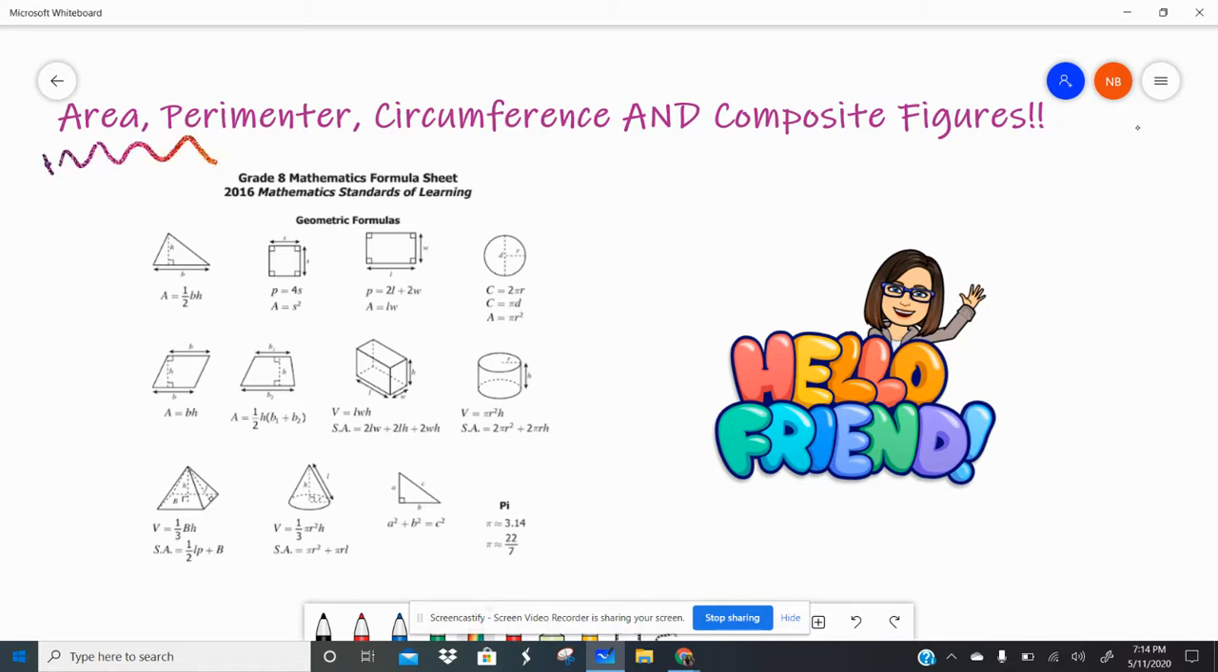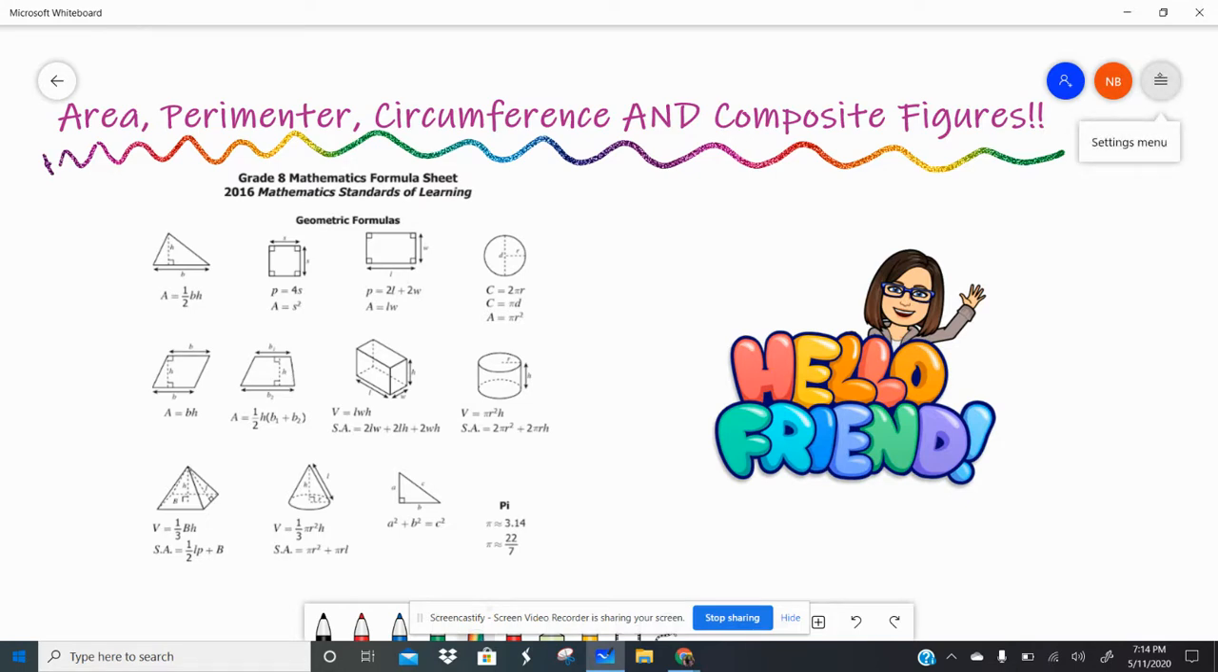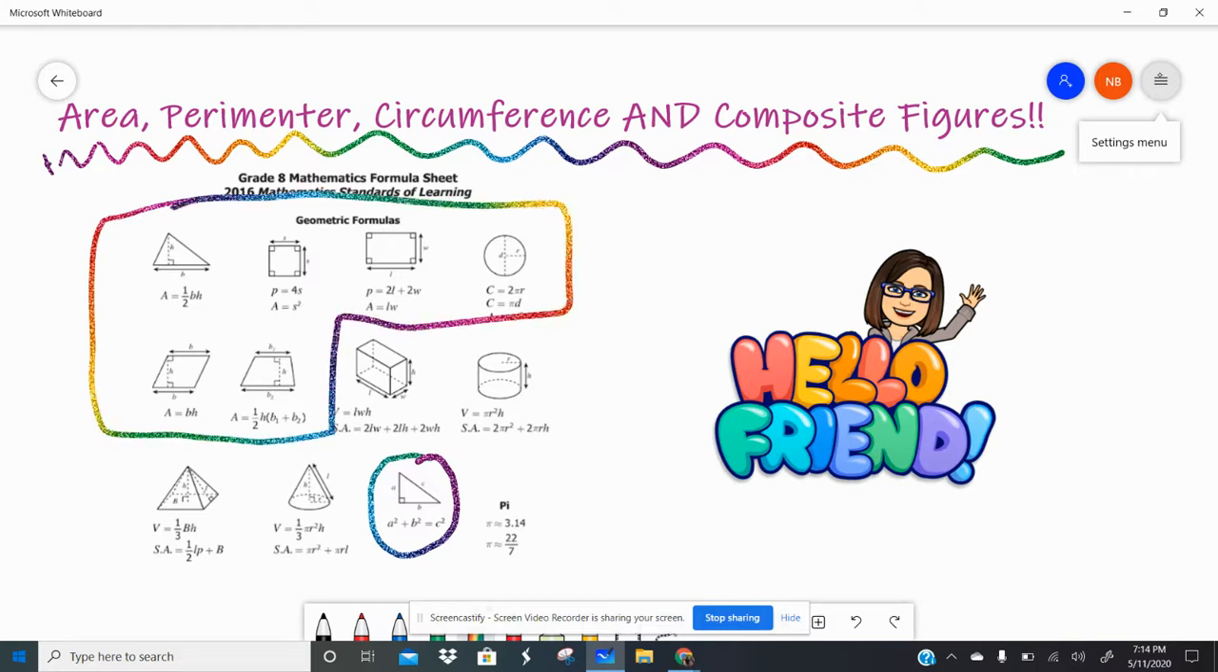So this week, we're talking about area, perimeter, circumference, and then what we call composite figures. Last week, we started to look at this formula sheet. We're going to continue to dive into the formula sheet. Last week we were on Pythagorean's theorem, but this week we're really going to focus on the two-dimensional shapes towards the top. Now remember, you do not have to memorize these formulas.